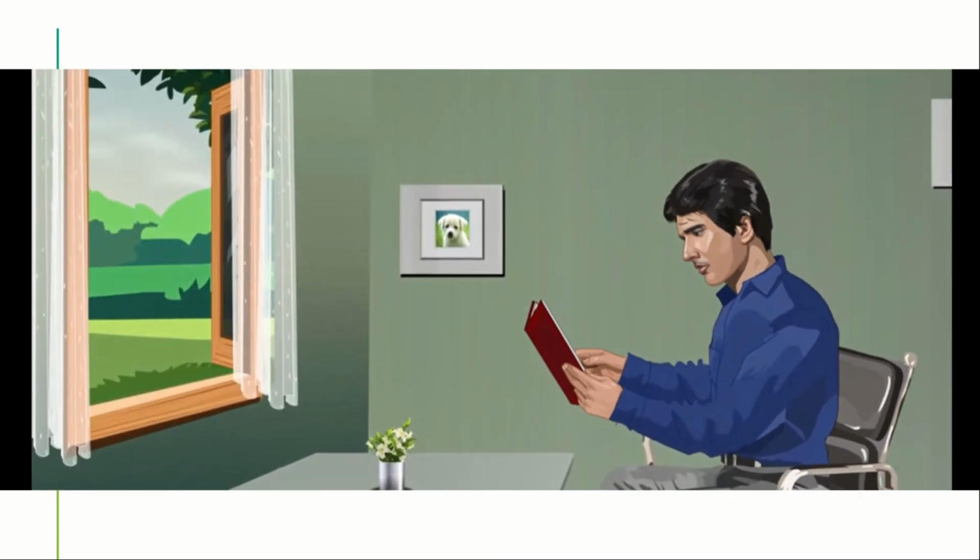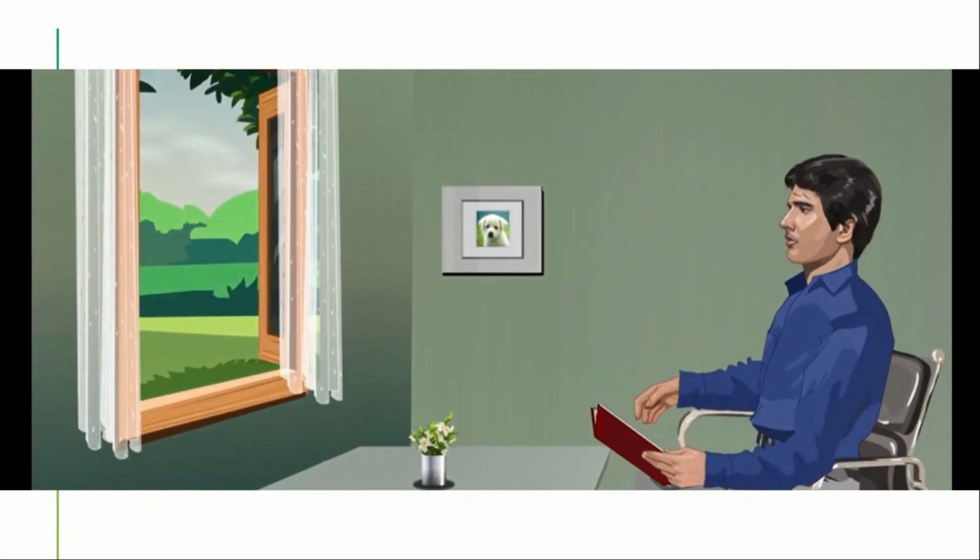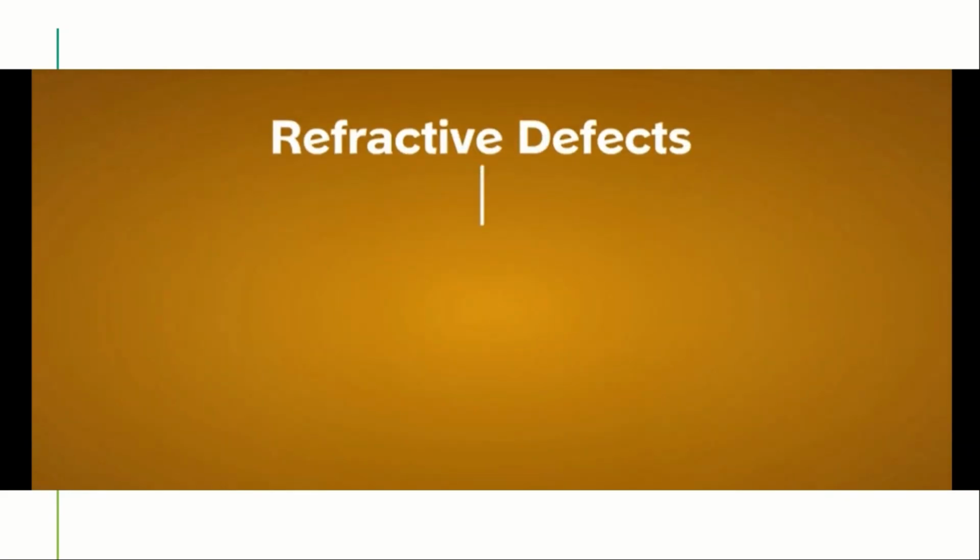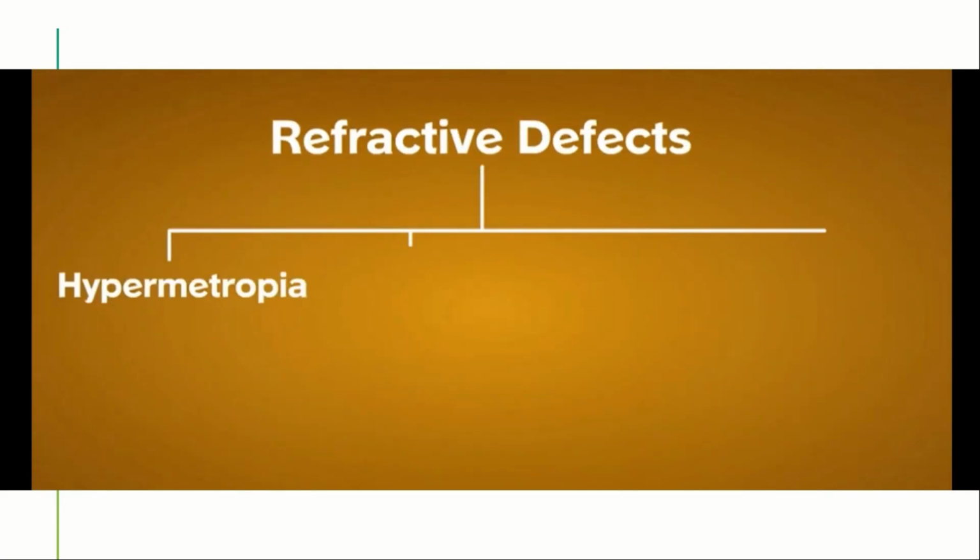The farthest distance up to which the eye can see objects clearly is called far point of the eye. In a normal eye, it is between 25 centimeter to infinity. The eyes can gradually lose their power of accommodation, resulting in blurred vision due to refractive defects. There are 4 common refractive defects of vision. We can see how it can be corrected.